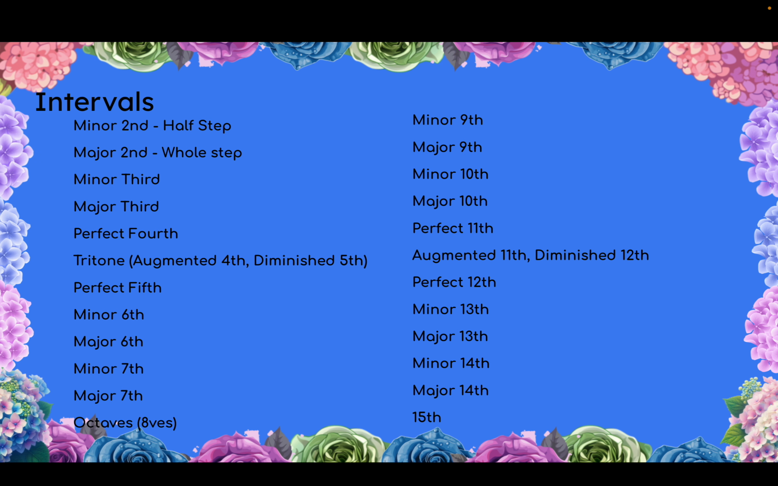Part of the preliminary knowledge you should know is that a half step is the smallest interval in Western music, and a whole step is the next largest. The intervals are a minor second, a major second, a minor third, a major third, a perfect fourth, a tritone, a perfect fifth, a minor sixth, a major sixth, a minor seventh, a major seventh, and then an octave. Afterwards you can keep going, that's the second octave. All of these intervals increase by a half step, and these are the names of the intervals.